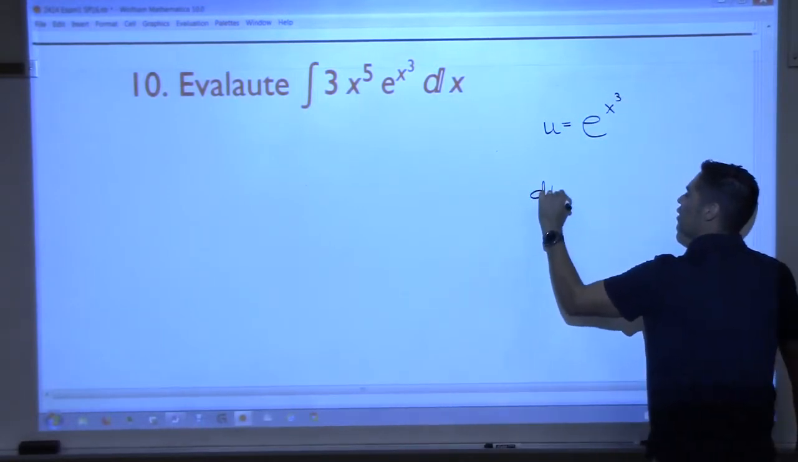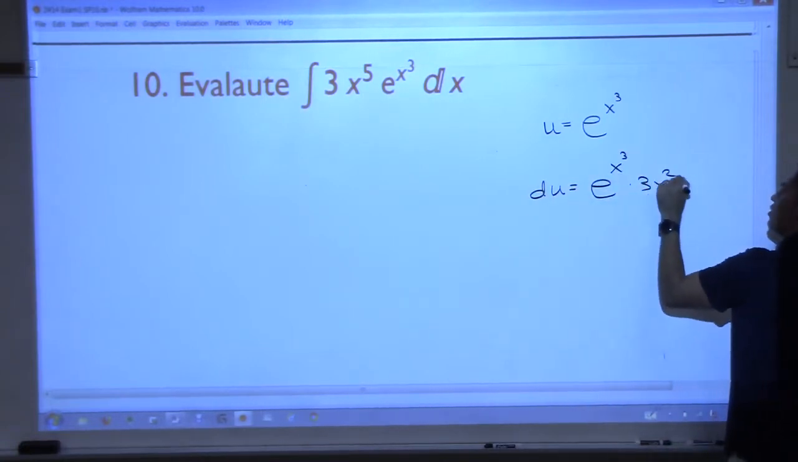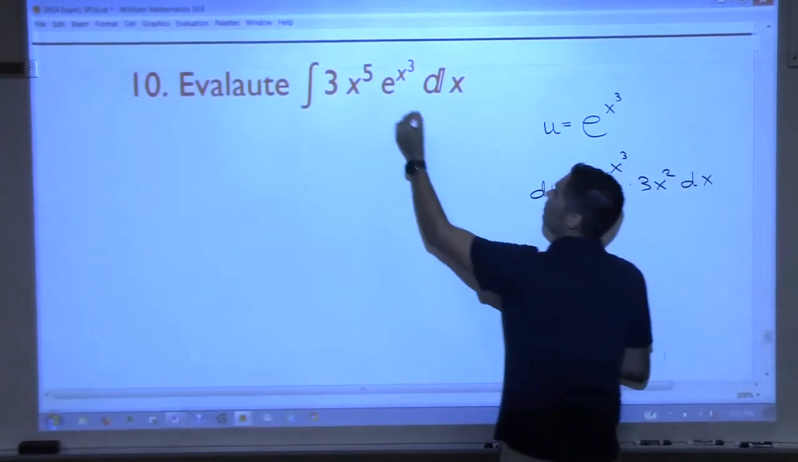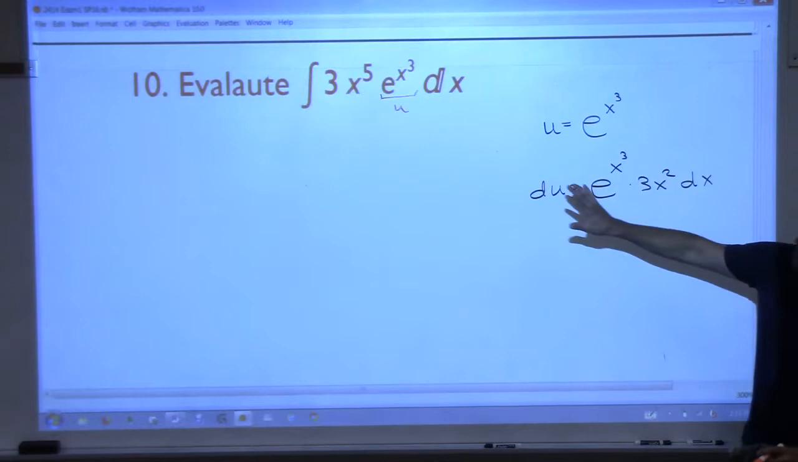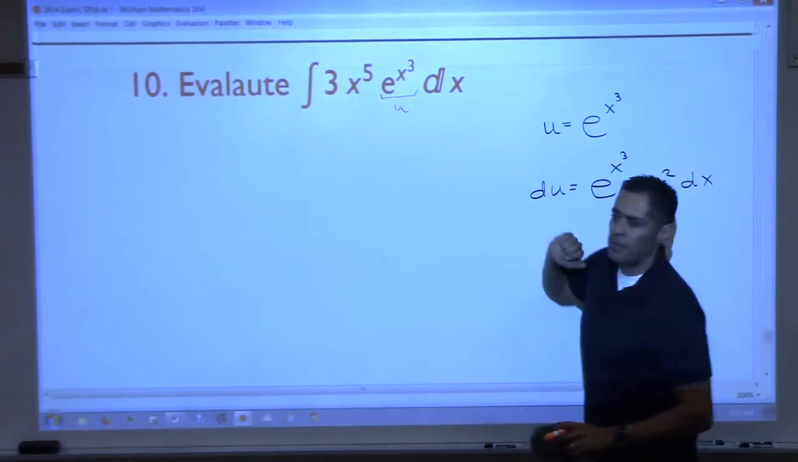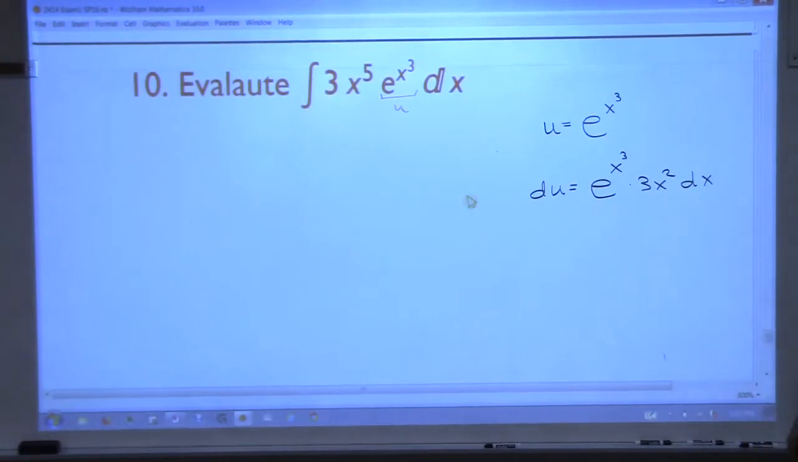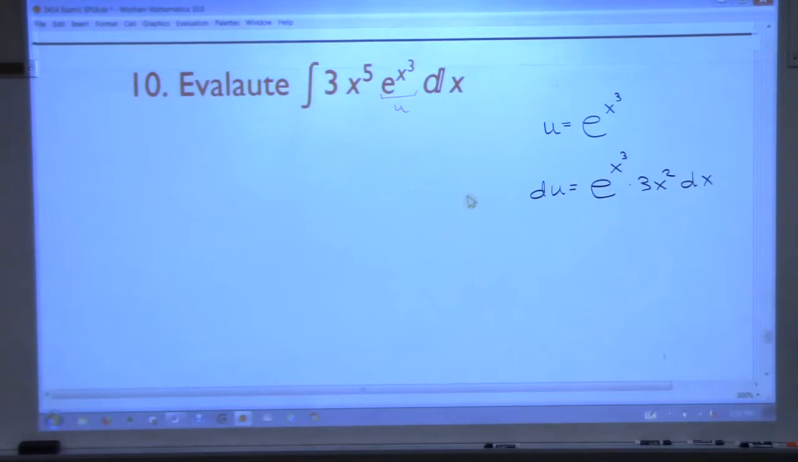Then the derivative of this is itself times 3x squared dx, right? So this right here, you're saying, is going to be your U, right? The only thing that's left here is 3x to the fifth dx, right? And this is what I'm trying to match it to. I kind of like it, but I kind of don't, because I don't have an x to the fifth here, do I? So how am I going to get x to the fifth here, right?